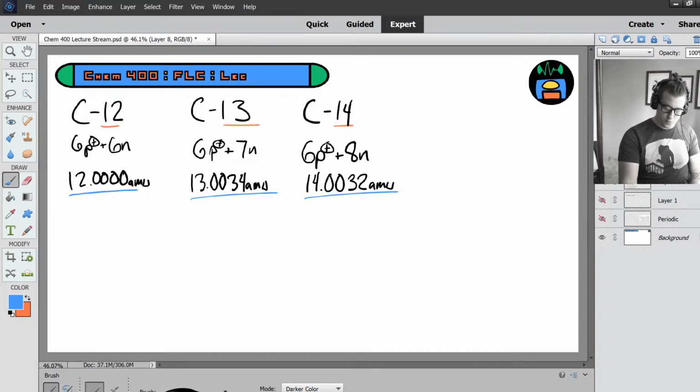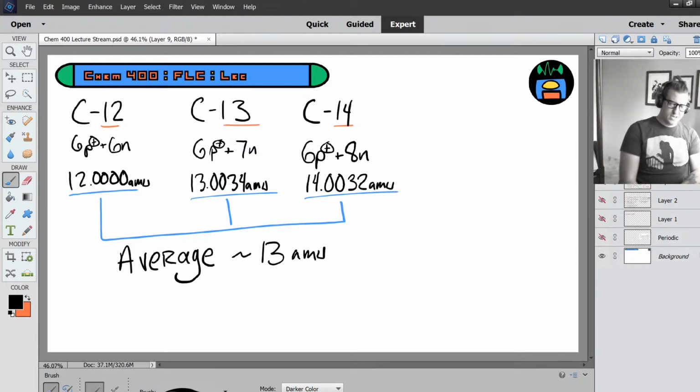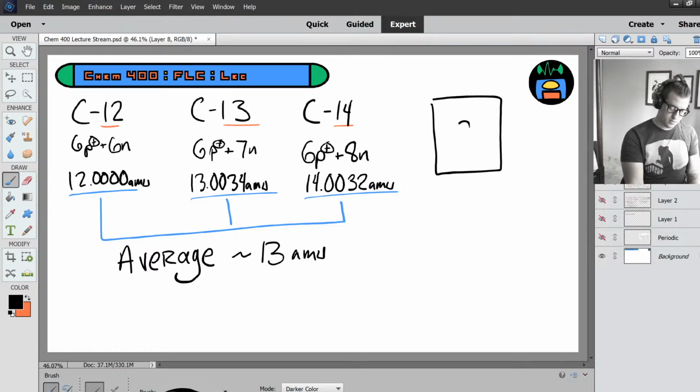If you took the average of 12, 13, and 14, these 3 masses average out to approximately 13 AMU. All right, not applying any rules for sig figs or anything, but if you took the average, it'd come out to be about 13, a little bit more. But if you look at the periodic table, carbon, atomic number of 6. Carbon has an atomic mass of 12.01 AMU.